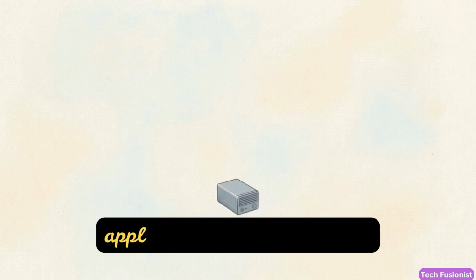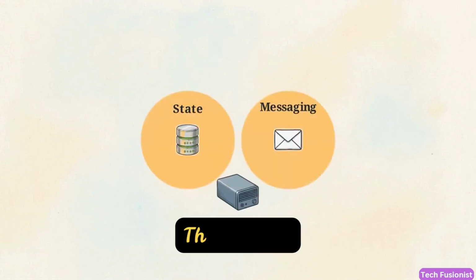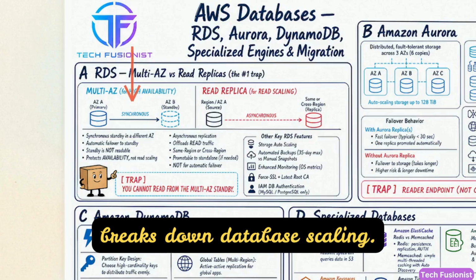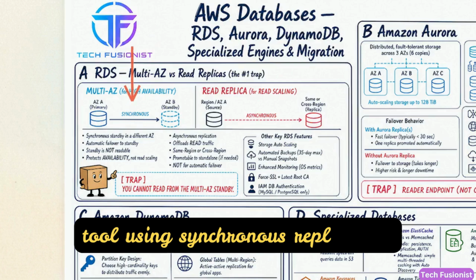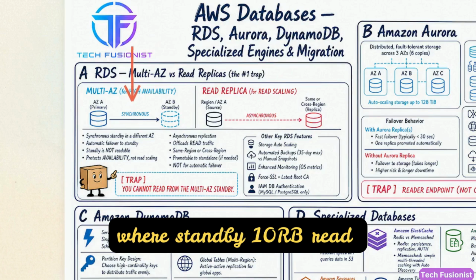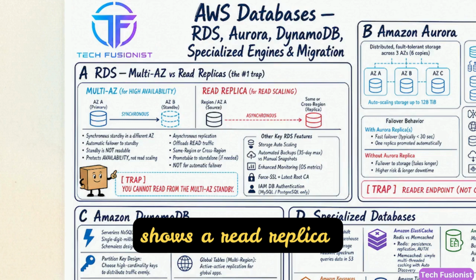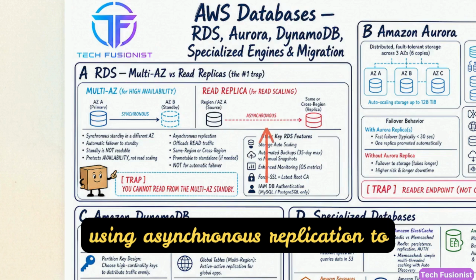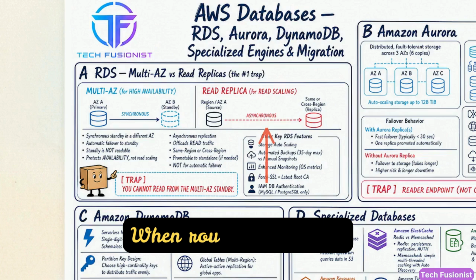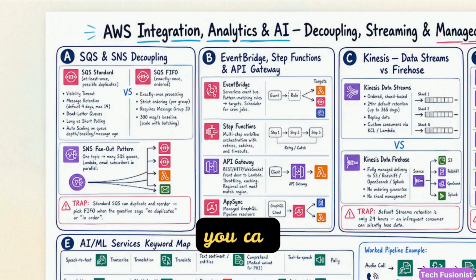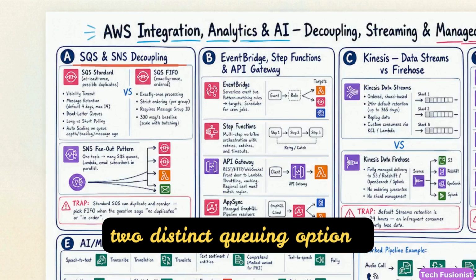Above the compute layer, applications need robust ways to store state and route messages under load. This graphic breaks down database scaling. The left shows multi-AZ, a high-availability tool using synchronous replication where standby cannot be read. If overwhelmed by reads, the right side shows a read replica, using asynchronous replication to create a separate instance dedicated to read performance. When routing messages between these application tiers, this comparison in Section A shows 2 distinct queuing options.